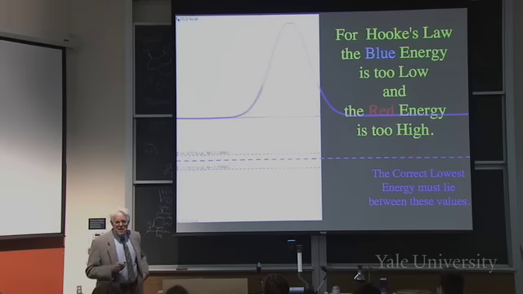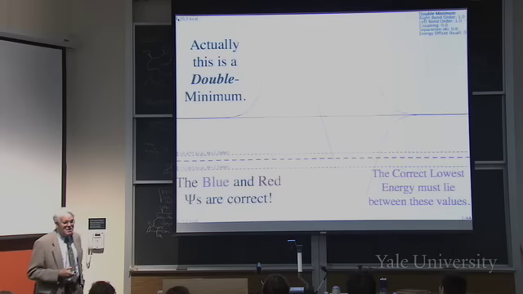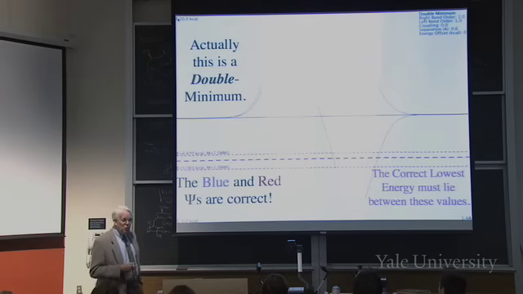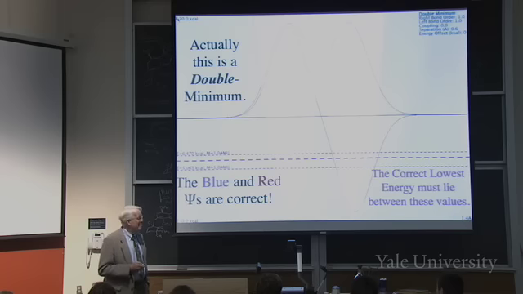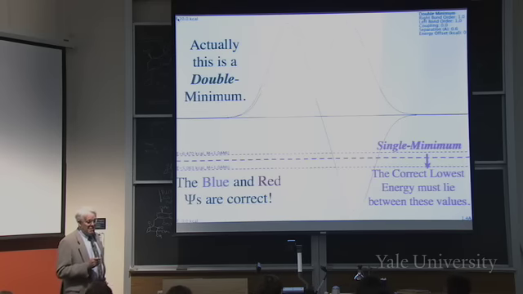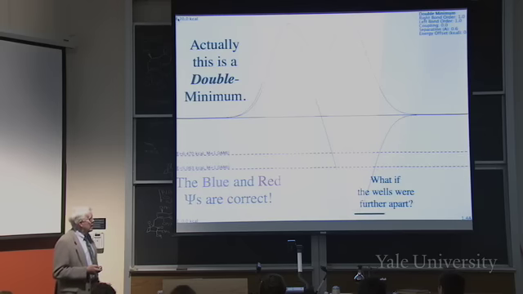Now the problem is that this isn't Hooke's law because I didn't show you the whole picture. It's in fact a double minimum, right? And those are both true solutions, okay? So the correct single minimum energy would lie between those two. But for the double minimum, there's a solution that's lower in energy and a solution that's higher in energy.